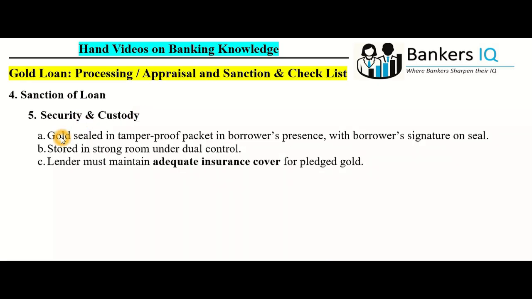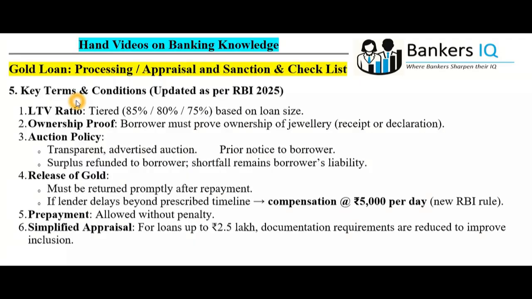Security and custody. Gold is sealed in a tamper-proof packet in the borrower's presence with the borrower's signature on the seal, and stored in a strong room under dual control. The lender must maintain adequate insurance cover for pledged gold. Now, key terms and conditions updated as per RBI June 2025 circulars. The first one is the LTV ratio, tiered at 85%, 80%, 75% based on the loan size.